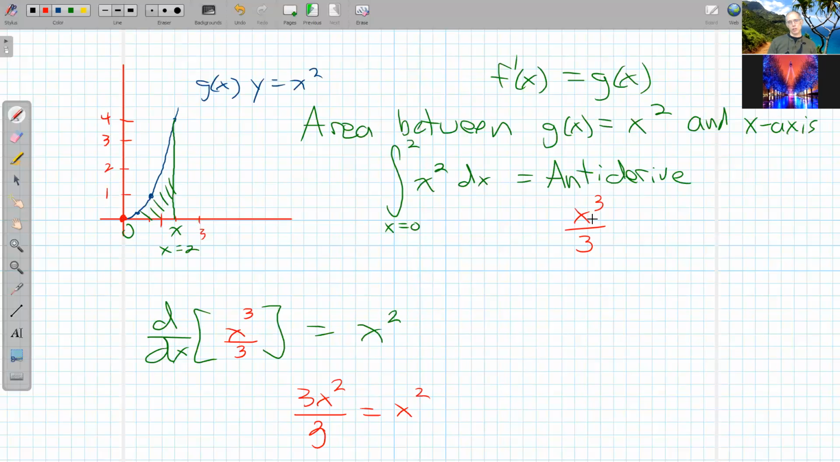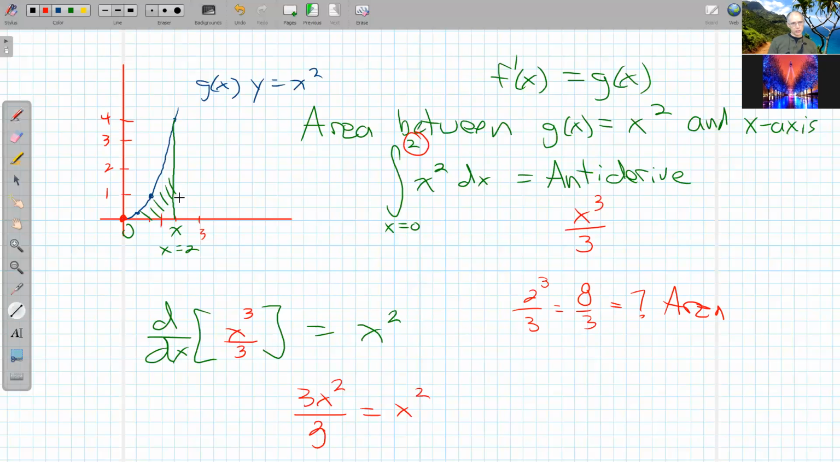But one thing to note here, then my claim would be that the area up to 2, that would be my x value, should be 2 cubed, or 8, over 3. So that area right there should be 8/3. And let's kind of play around with that idea to see if that's a reasonable answer. Is this really the area?